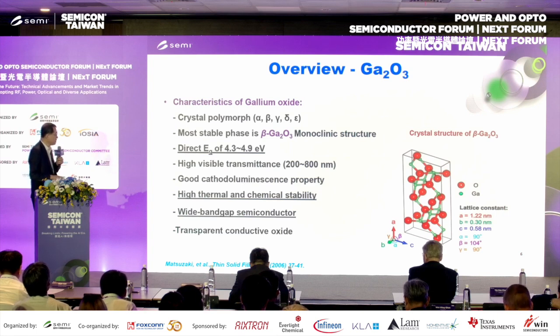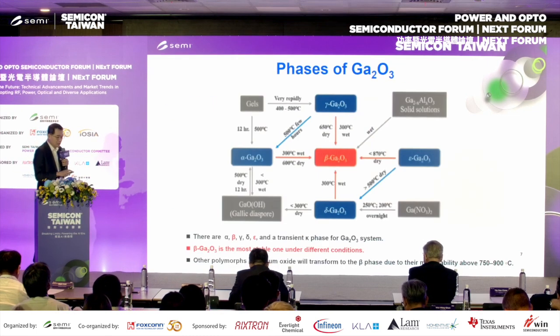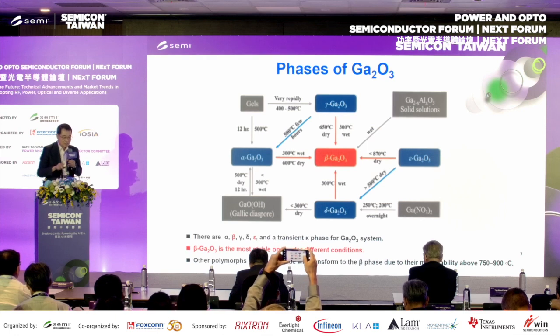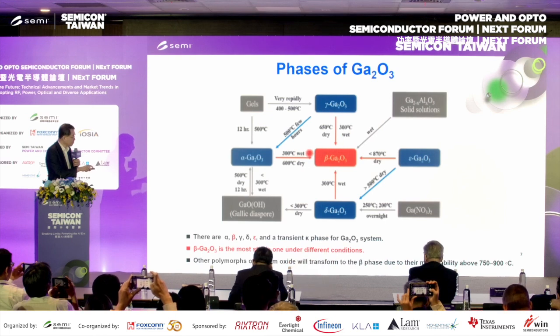Typically it has high transmittance in the visible region, and a transparent conductive oxide is also achievable. This is the different phases of gallium oxide, and the most stable is the beta phase.